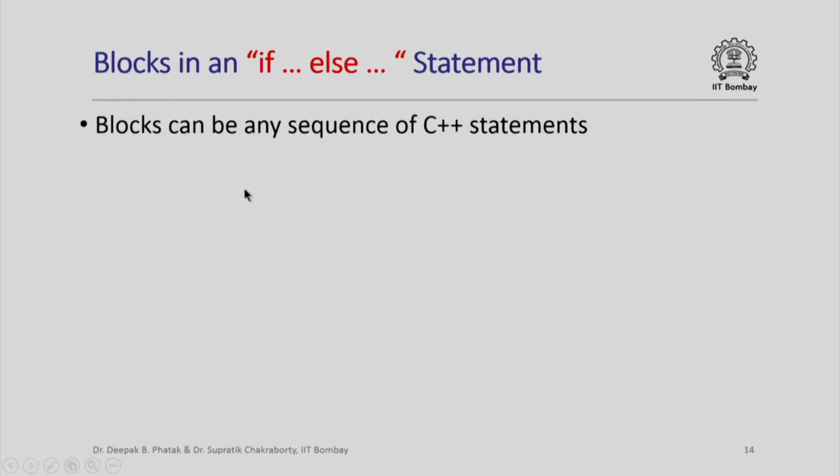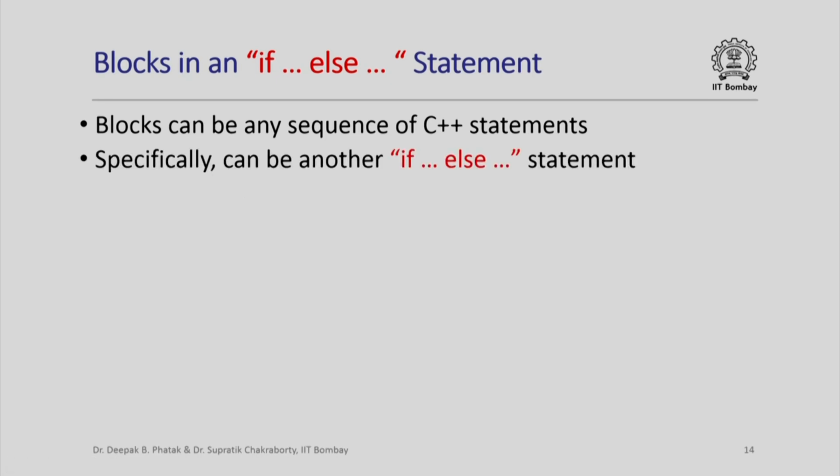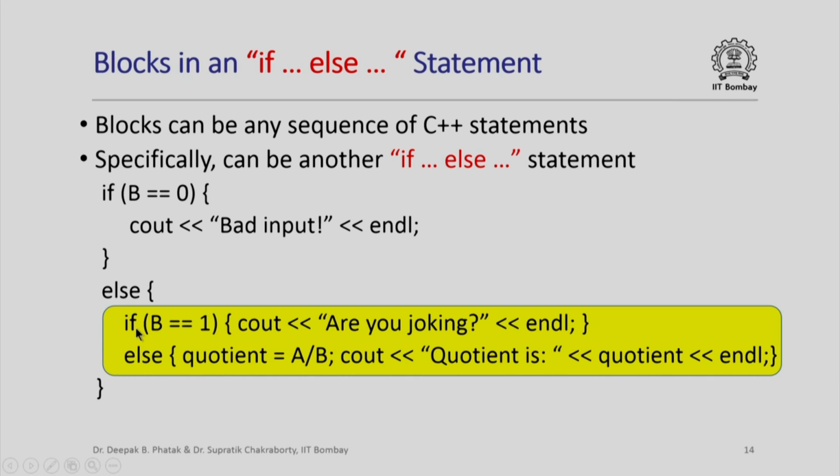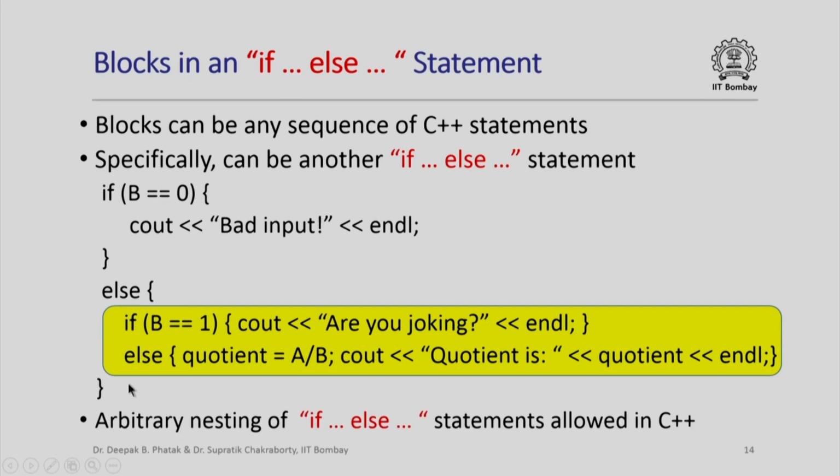Now the blocks in an if-else statement could be any sequence of C++ statements, and in fact they could be another if-else statement itself. So for example, look at this program. Here if B is 0, then this statement is to be executed, otherwise another if-else statement is to be executed. So inside this else branch or the no branch, I have a statement which is itself another if-else statement. And C++ allows arbitrary nesting of if-else statements by means of which you can write programs with fairly complicated control flow.